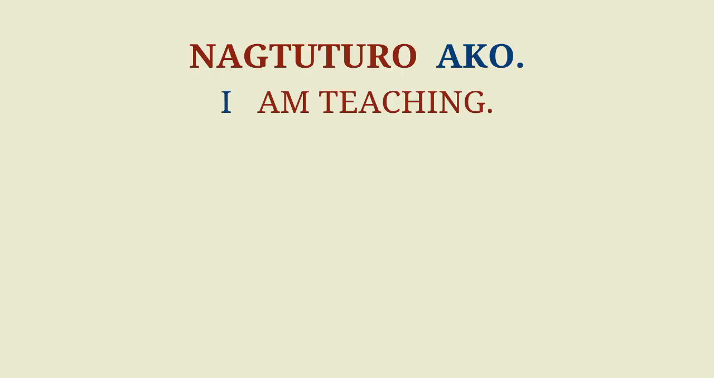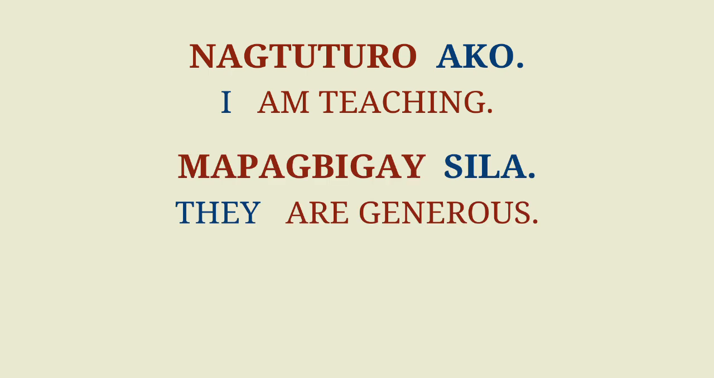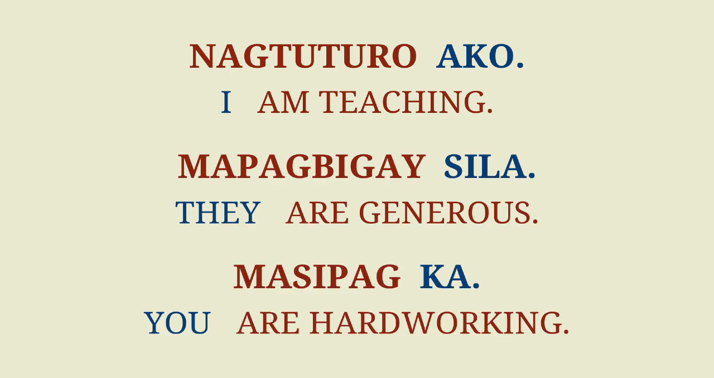Nagtuturo ako. Mapagbigay sila. Masipag ka. So as you can see here, we have the noun, or more specifically in this case, the pronoun, and then the verb or the action that this noun is doing. Or for these two examples, we have the nouns and then the adjectives that are describing them.